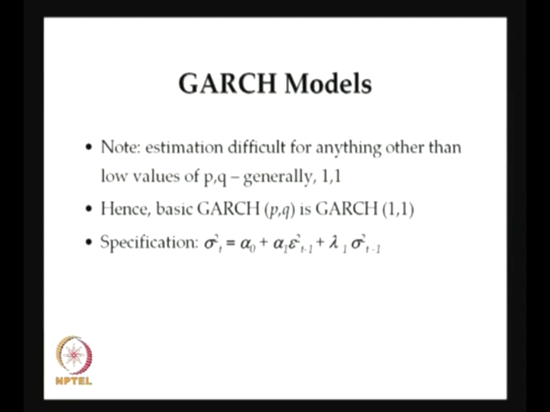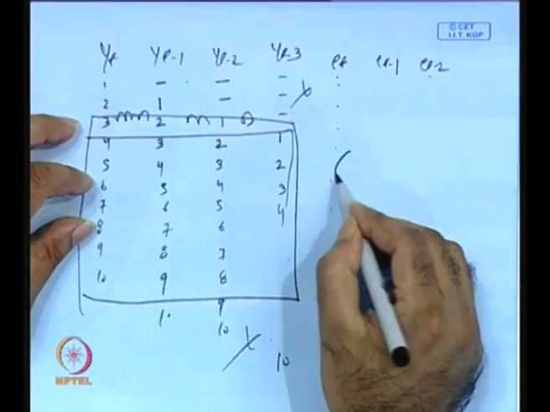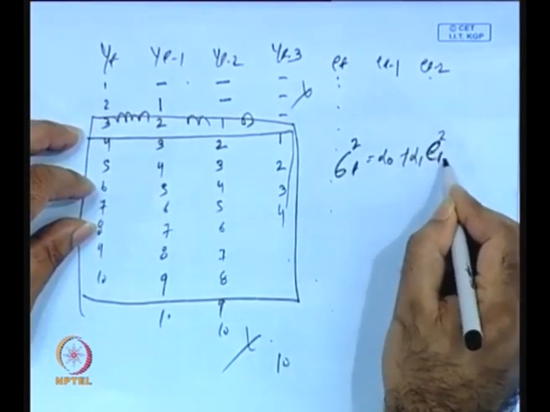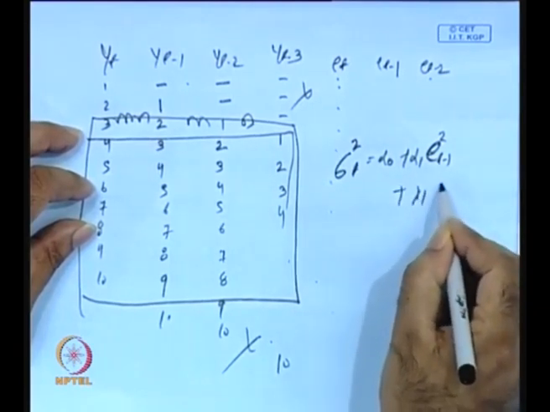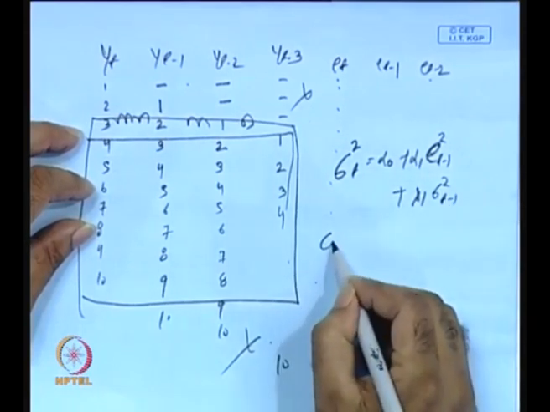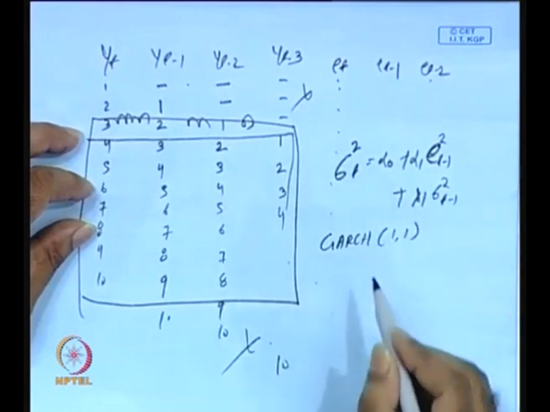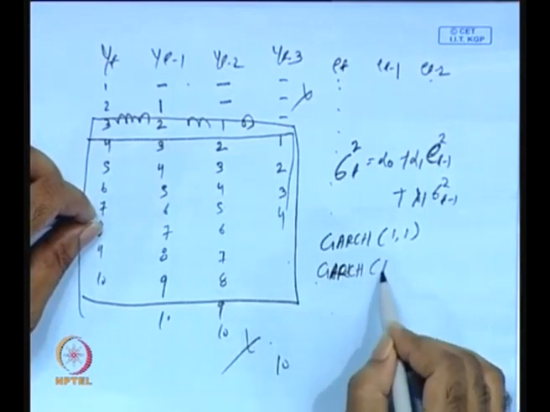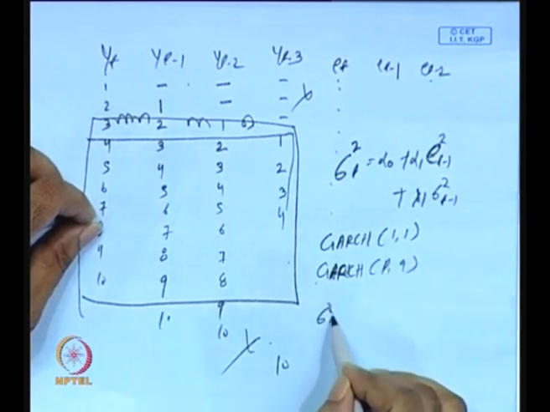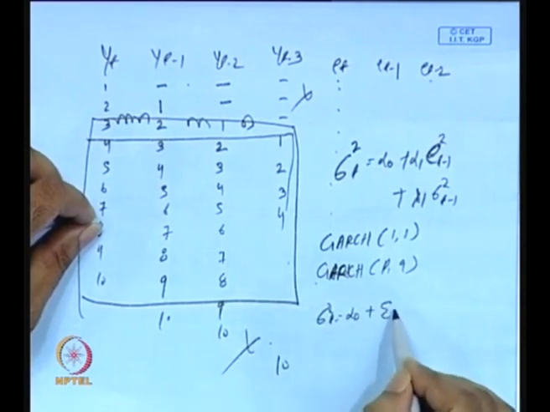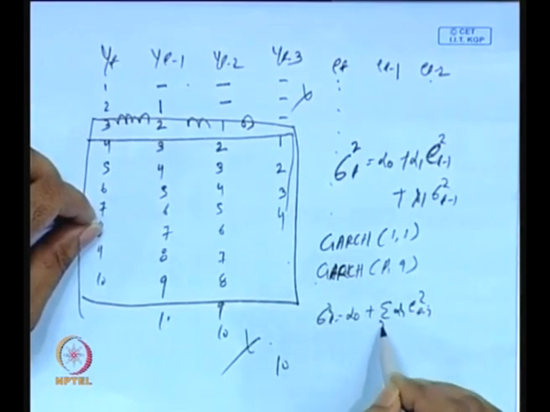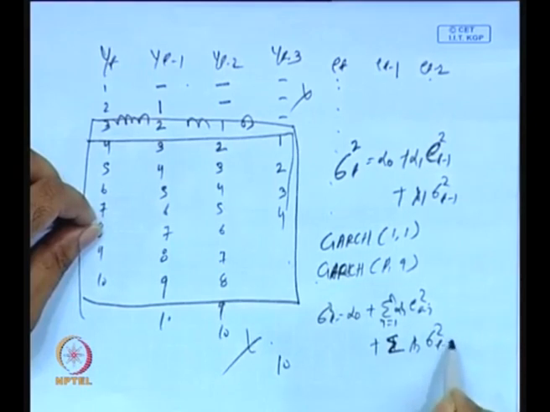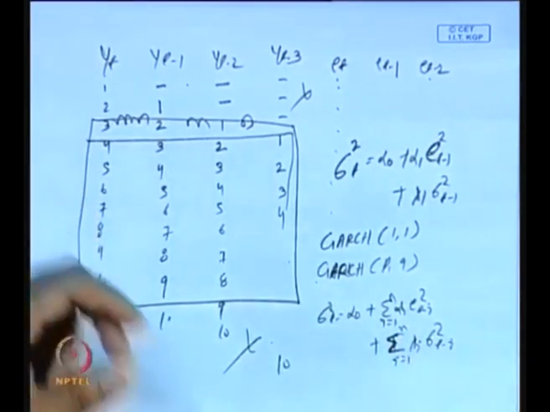It can be extended up to p and q terms. The general form of this structure is sigma square t equals alpha 0 plus alpha 1 e square t minus 1, plus gamma 1 sigma square t minus 1. This is GARCH of 1:1. Similarly, for GARCH of p, q, the model will be sigma square t equals alpha 0 plus summation of alpha i e square t minus i, i equal to 1 to n, plus summation of gamma i sigma square t minus i, i equal to 1 to n. So, this is how the GARCH effect can be fitted.